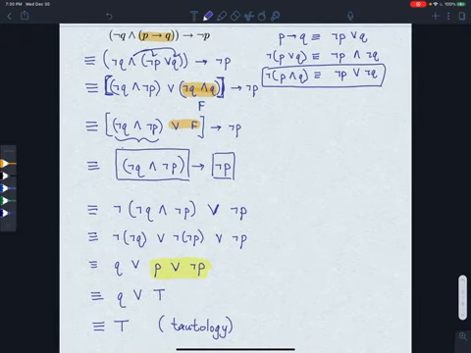And again, had it ended up being an F, that would mean it's a contradiction, which means it's never a true statement.